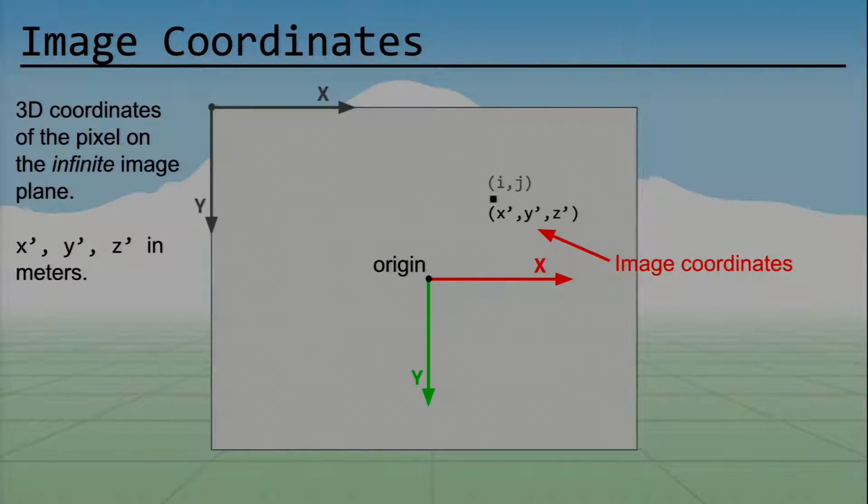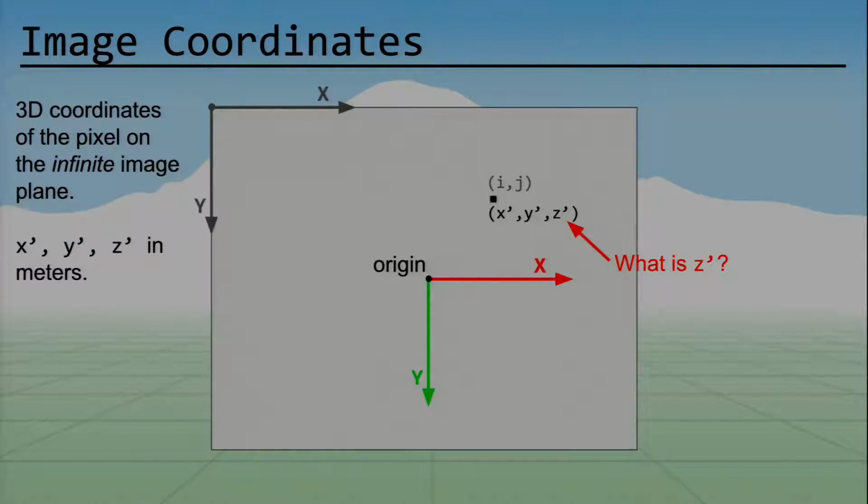So image coordinates define 3D coordinates on the infinite image plane. Image coordinates are full 3D, but they lie on our image plane somewhere. So they're technically in 2D, but also in 3D. And our image coordinates are going to be in terms of meters or whatever our unit of measure is in 3D space.